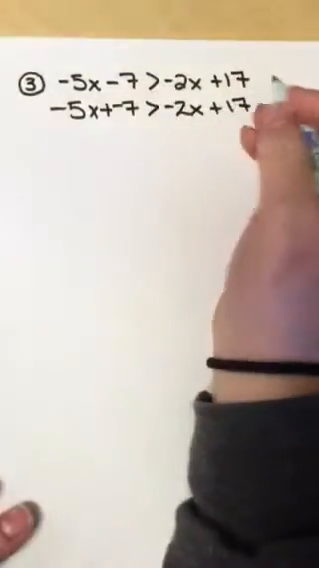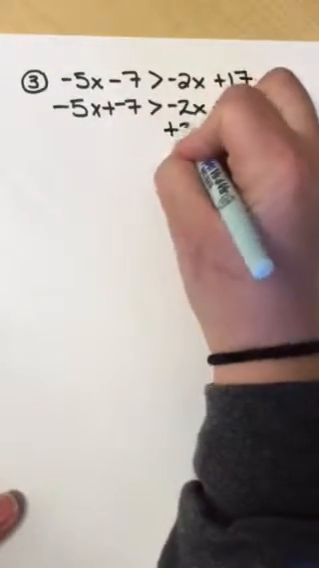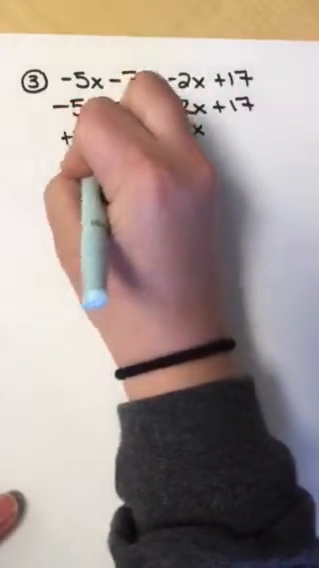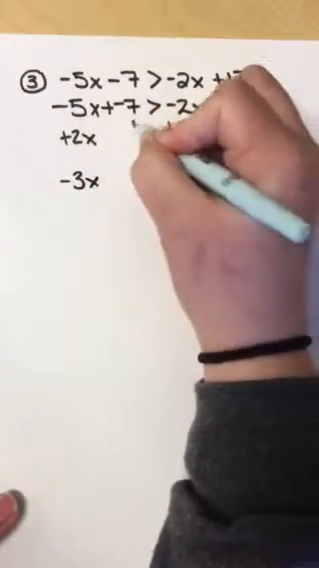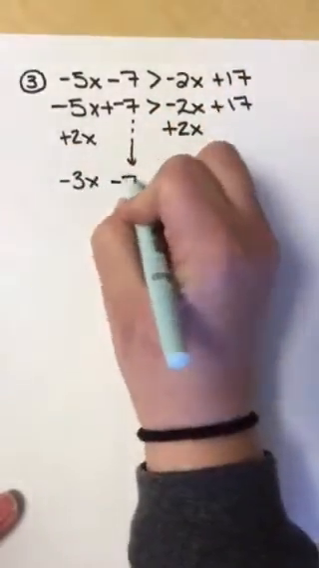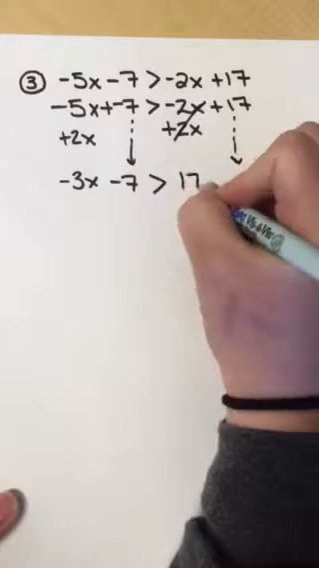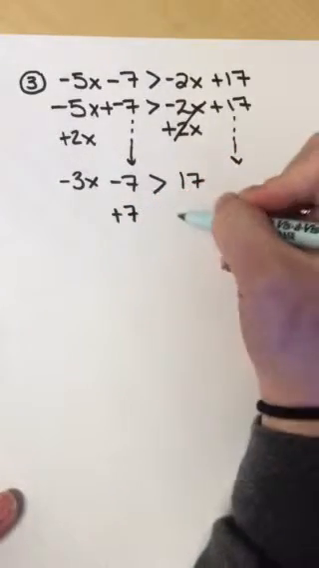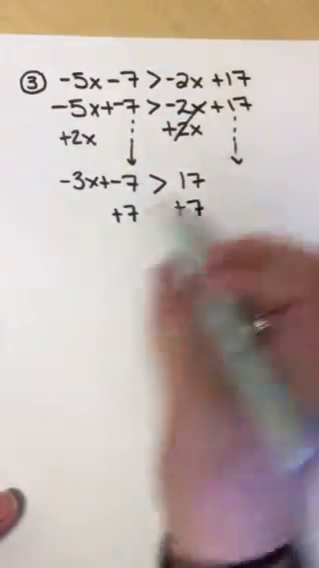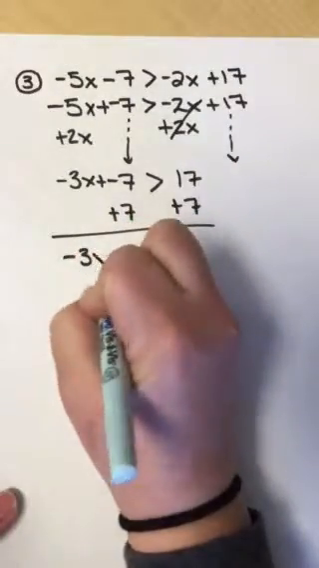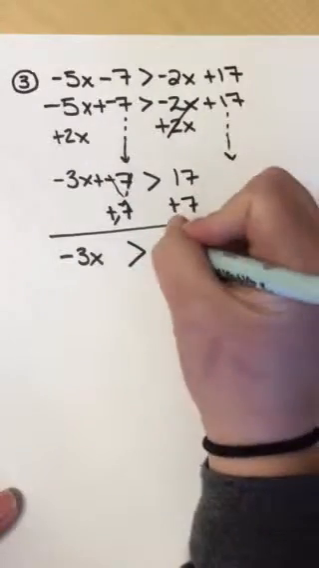And now I'm going to put the apples with the apples. So I'm going to move my 2x this way. So I'm going to add 2x and add 2x. Negative 5x plus 2x makes negative 3x. You still have that negative 7 you have to drop down, is bigger than, those undid each other, and then you have to drop down your 17. I'm going to add 7 and add 7. The 7 right now is plus a negative, so to undo that negative we have to add it. You're then going to get negative 3x, these undo each other, is bigger than 24.